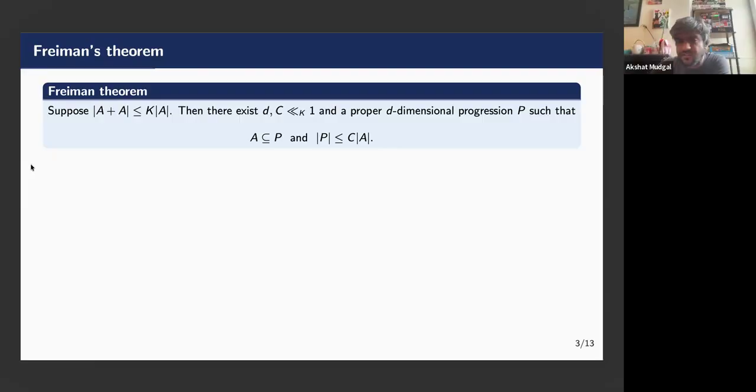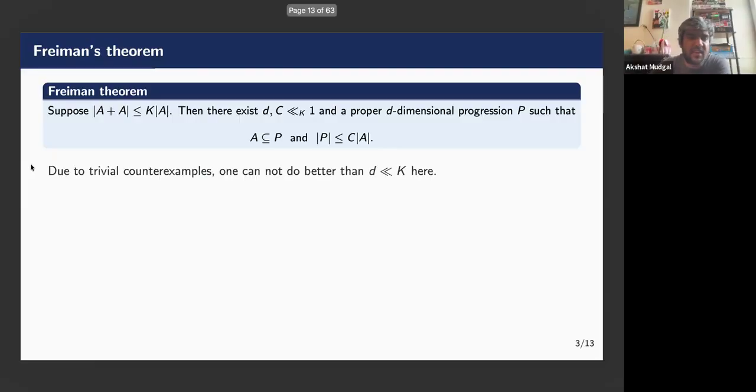This is quite a nice theorem. And I think essentially one of the biggest questions in additive combinatorics has been how well can we understand this dependence. In particular, due to some trivial counterexamples, you can't do anything better than d less than k here. As I've stated, I could never prove something like d is bounded above by square root k.